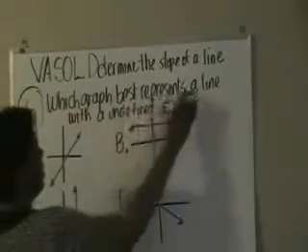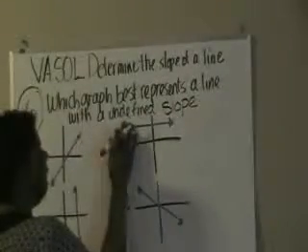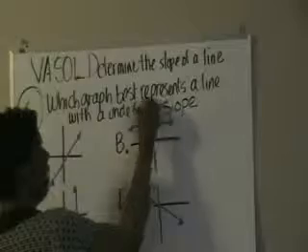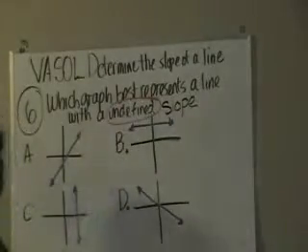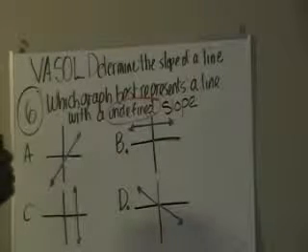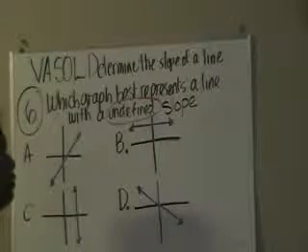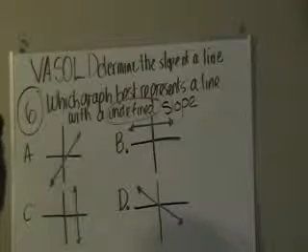Which graph best represents a line with an undefined slope? This is the way the question will be set up. They'll give you like 4 graphs, and you need to look over all of the graphs. First, start with what you know, the things I told you to remember.